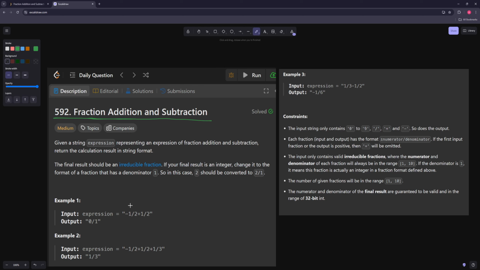So if you have 2, make it 2 over 1. In this case we have 0 over 2, and 0 over 2 can be simplified to 0 over 1. And then here we have 1/3, and then here we have -1/6.